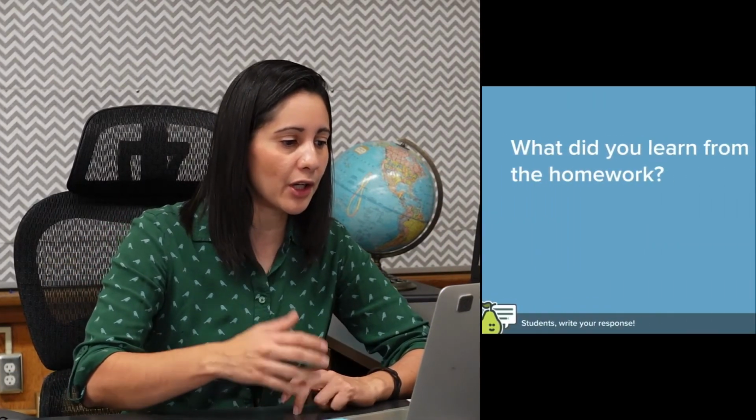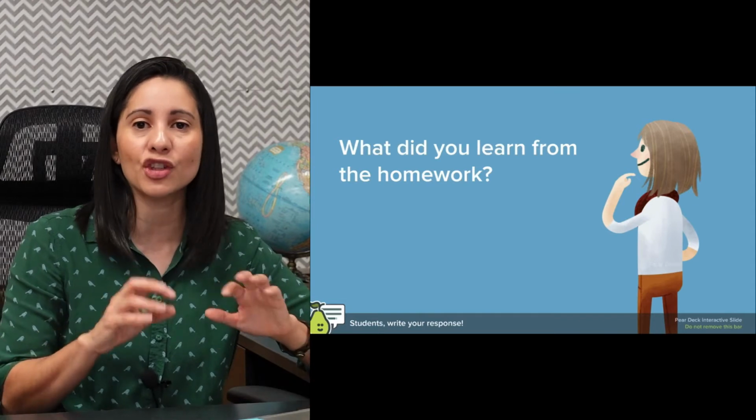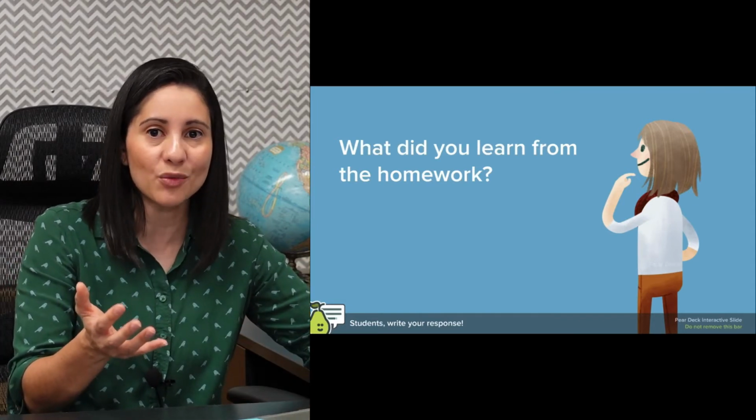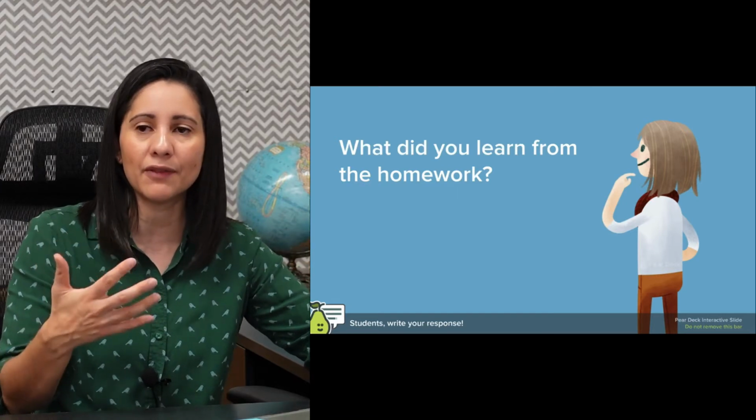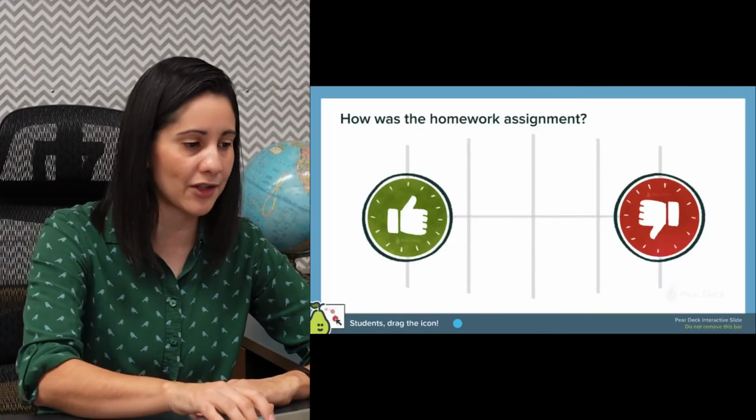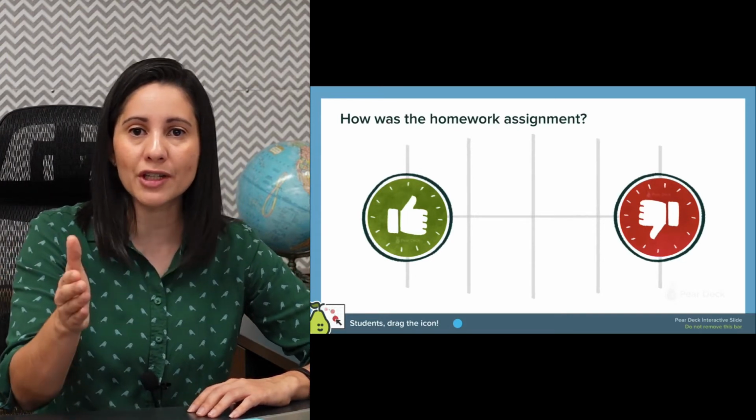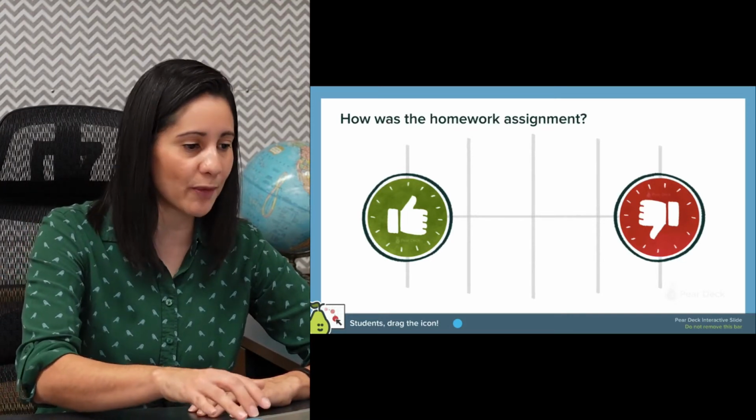So for this one, what did you learn from the homework? They would actually type, and you can see what they're typing in real time and be able to give feedback, and you can see each student's answer. How was the homework assignment? Again, you can gauge where students are, and then you can respond to that.